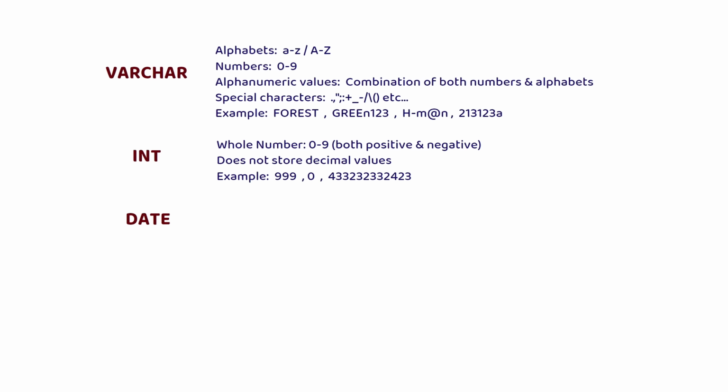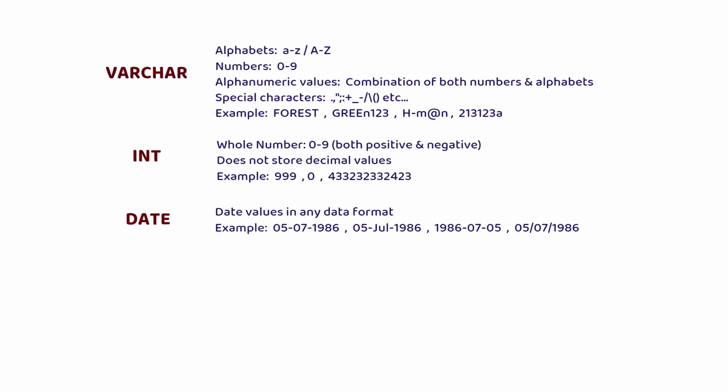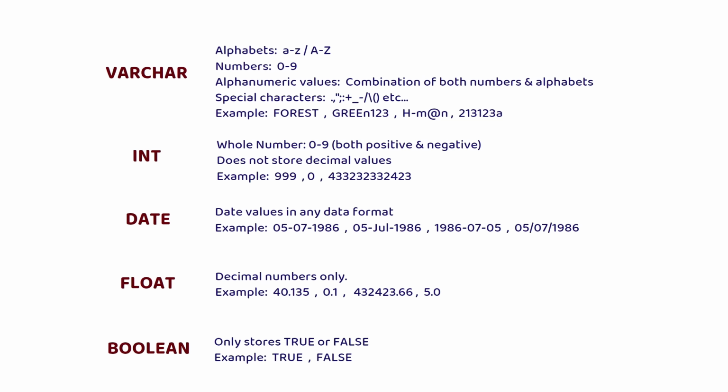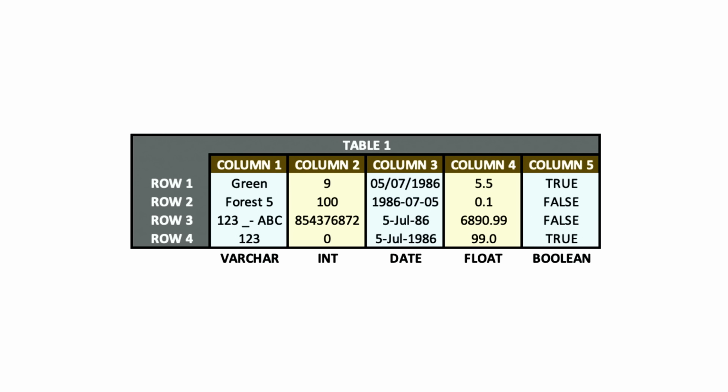Date. Date data type is used to store date values. These values can be in any date format. Float. It stands for floating point numbers. It holds only decimal numbers. Finally, Boolean. It holds only two values, either true or false. It's kind of a binary representation for 0 and 1, where 1 is true and 0 is false. This table shows sample data for each data type in a table.